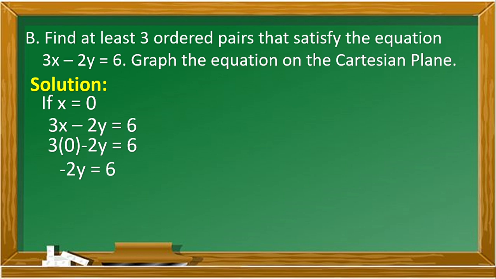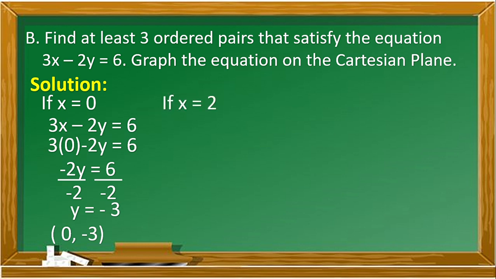Let's apply the division property of equality by dividing both sides by -2. -2y divided by -2 is 1y or y, and 6 divided by -2 is -3. So therefore, the value of our y is -3. And the ordered pair for this is 0, which is the value of our x, and -3, which is the value of our y.